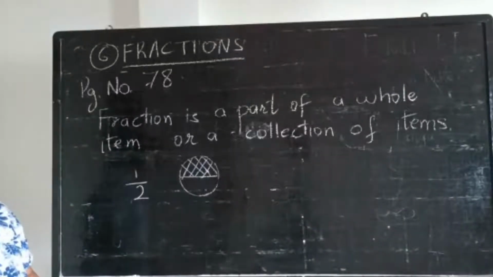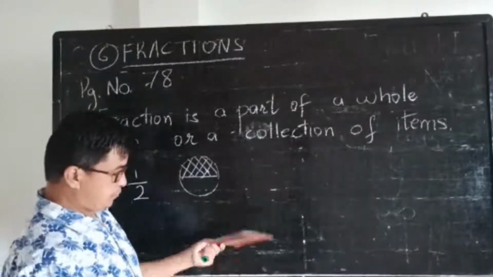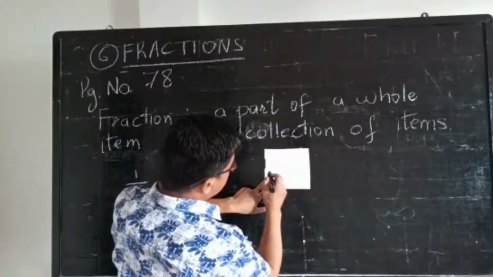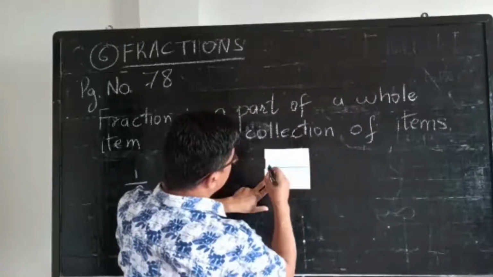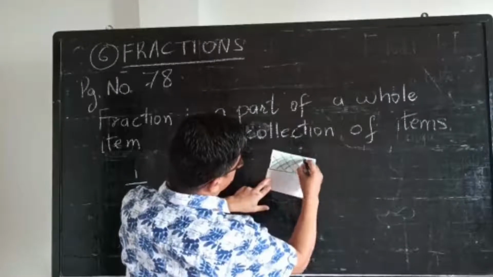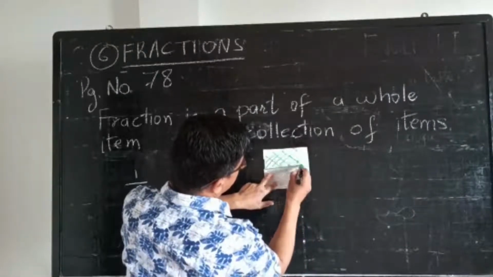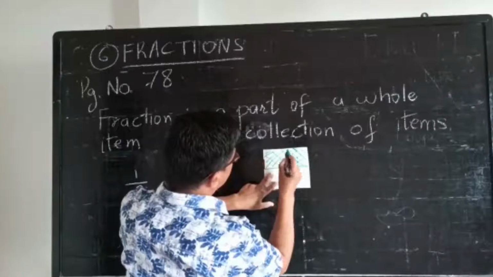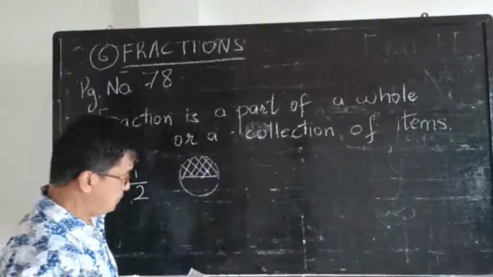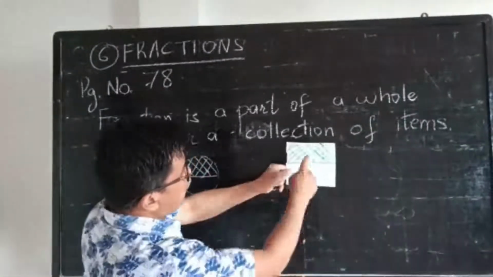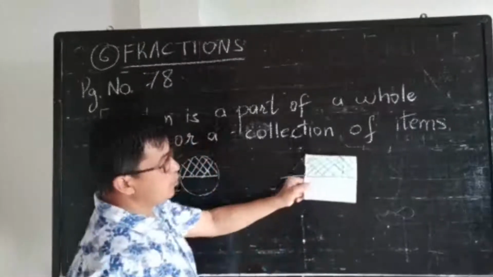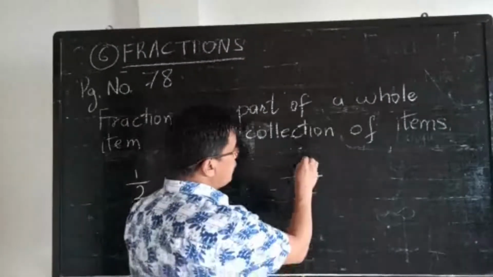Now in the same way I will take this paper. It's rectangular in shape. I will divide this also into two parts, and one part I will shade again. Here, how many parts? Two parts. Out of 2 parts, how many parts have I shaded? I have shaded one part.